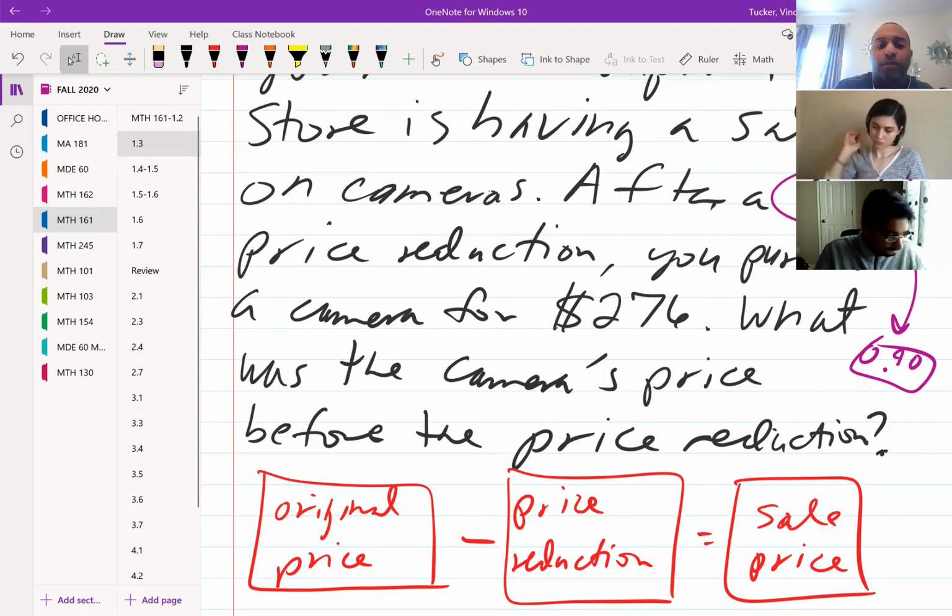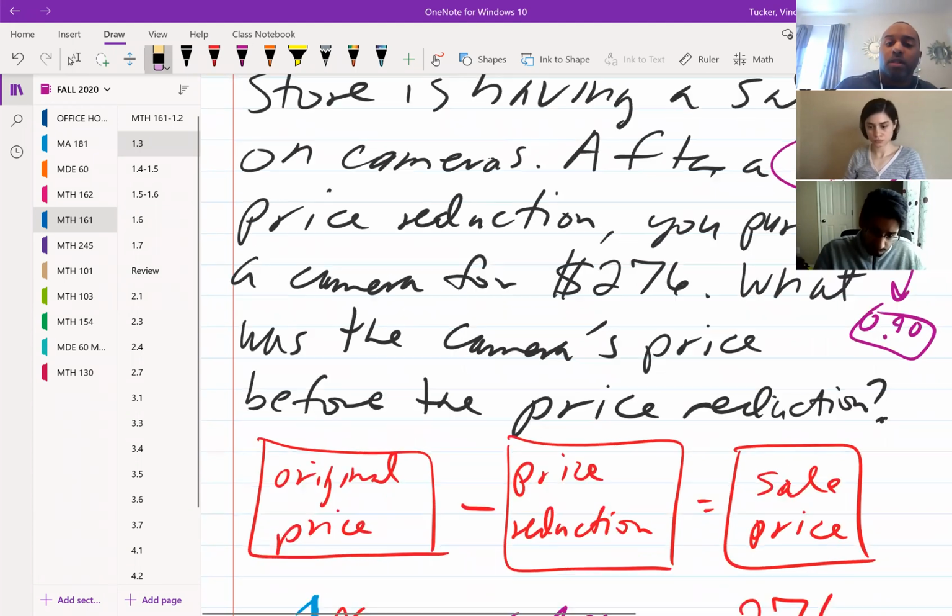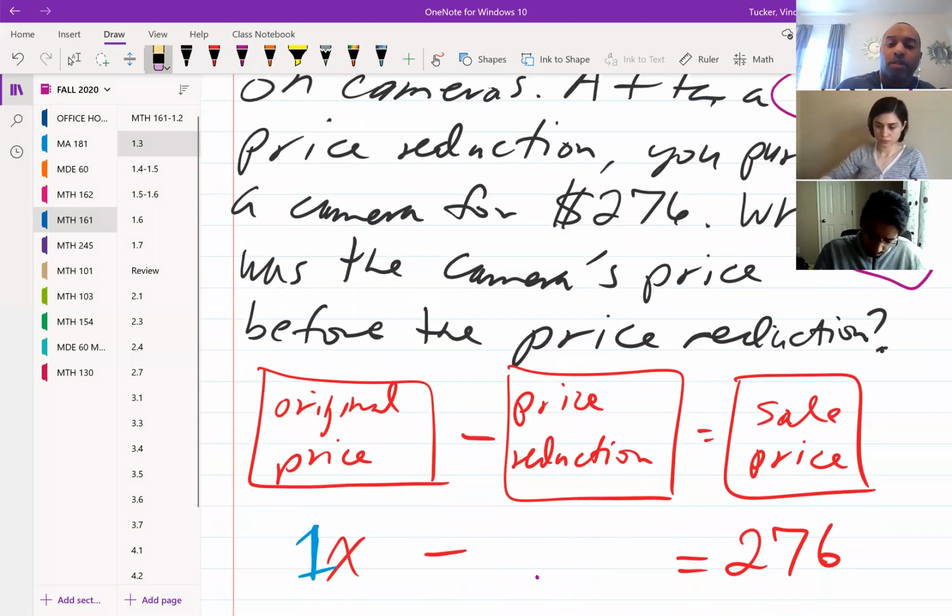So the first one, what we're trying to find out is the original price. So that's what we're going to call X. The sale price they gave us, which is 276. So we already know two pieces of the equation. Now this third piece, well, it's the second piece of the equation, but it's the third piece that we need to figure out.